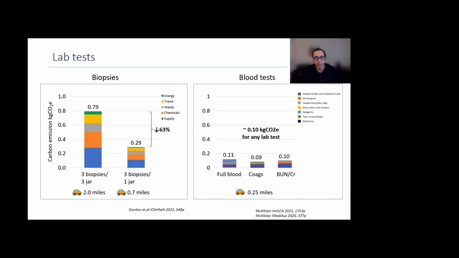You see here that for full blood test or coagulation test or BUN creatinine, the carbon footprint is fairly similar, about 0.1 kilogram of carbon equivalent for any lab test. So it's relevant to note that even though the absolute number is small, we do perform quite a number of these, and they add up, and they also provide an opportunity to reduce our carbon footprint.